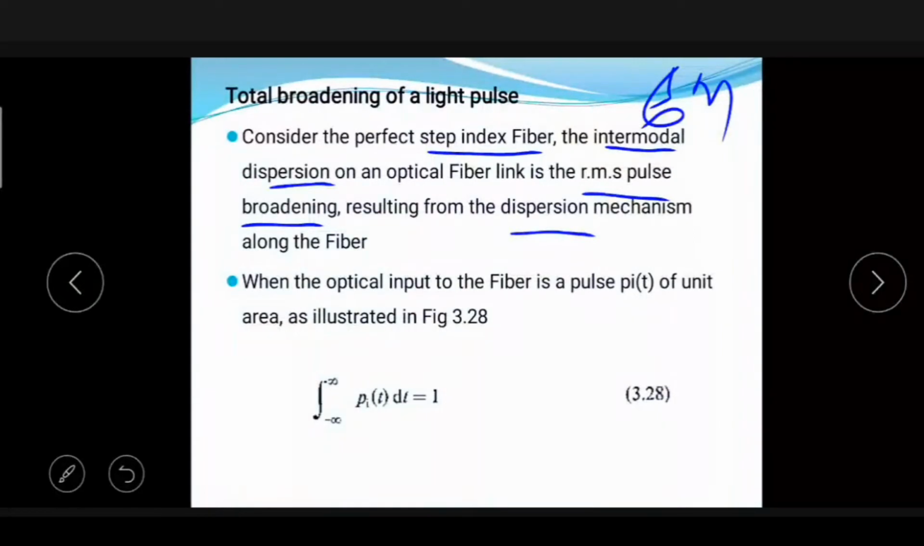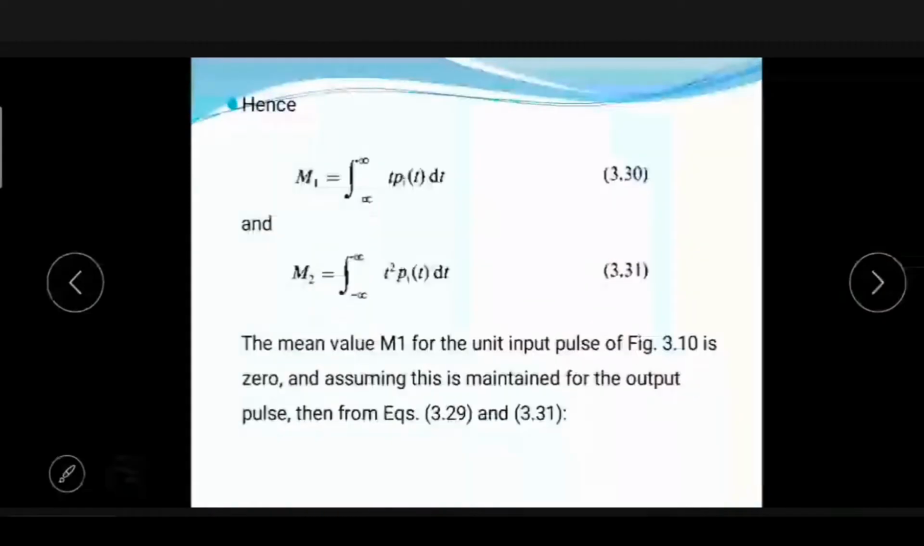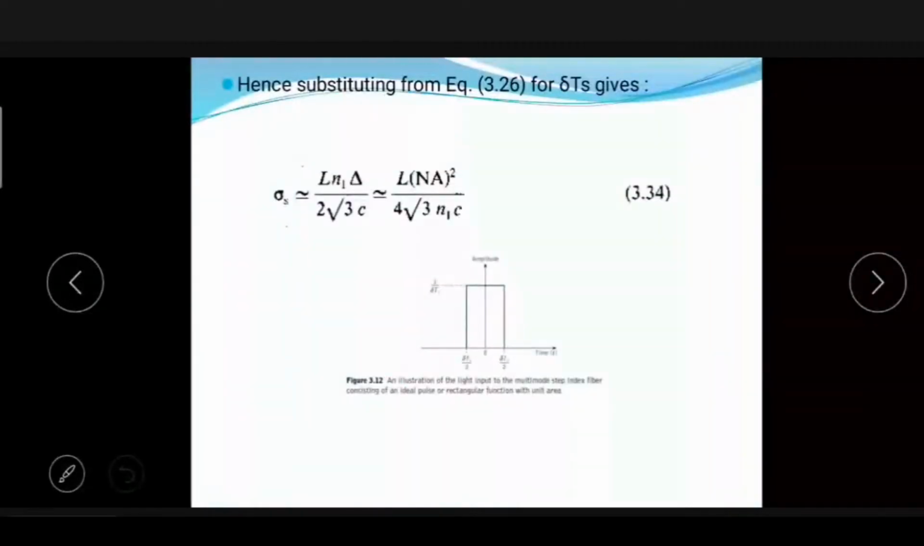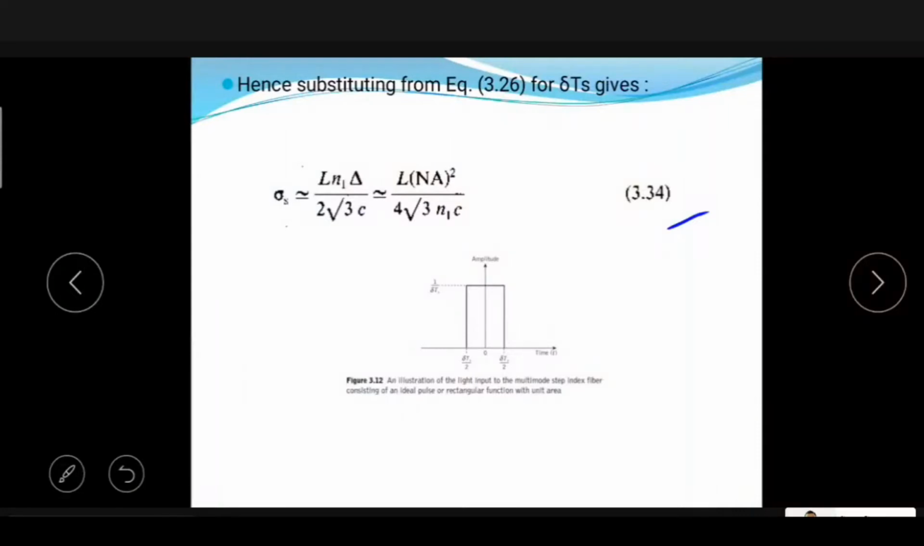They might ask you to directly derive an expression for the total broadening of a light pulse, or they might give you the expression directly, this one, 3.34. The expression may be given, and you may be asked to derive the RMS pulse broadening, sigma s, equal to the right-hand side of 3.34.